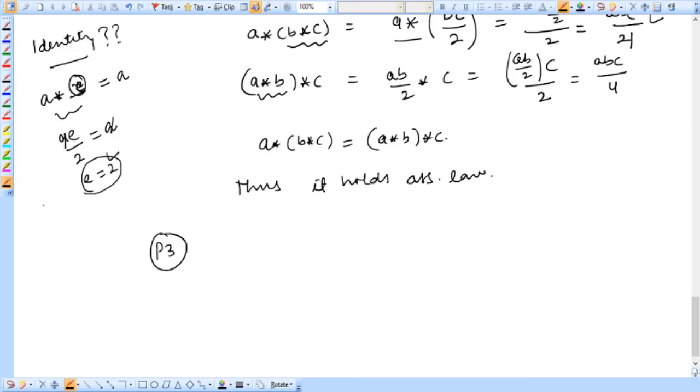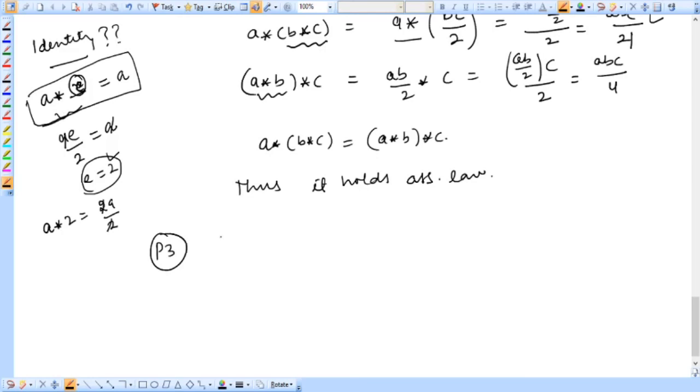Let us now check it. If we operate a with 2, it would be equal to 2a divided by 2. Cancel, it is equal to a. Thus the property of identity has been satisfied. Hence we can say 2 acts as identity in this case, right?